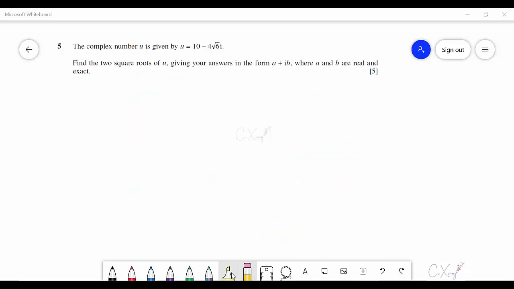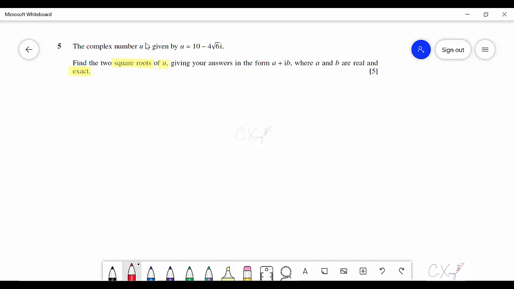All right, so question number 5, asking for the square root of u. Then you have to give the answer in the form of a plus bi, where a and b are real and exact. So that means you have to keep your answer in the exact form. All right, so for the square root of a complex number, you know that the answer will also be a complex number, right?